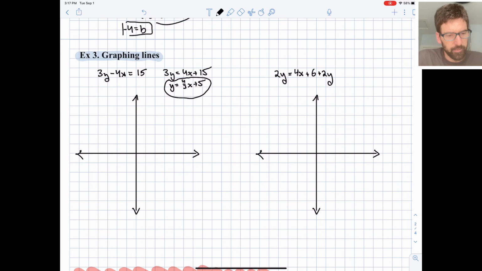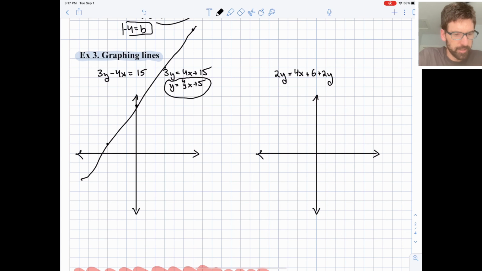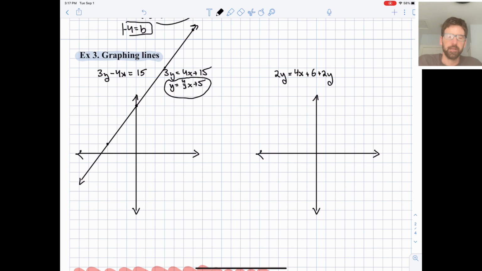So let's start at 5. 1, 2, 3, 4, 5, way up here. And we're going to go up 4 over 3. 1, 2, 3, 4, 1, 2, 3. We're way off the screen. And in that case, what you can also always do is just go down and over in the other direction. So down 4 and over 3 to the left. Okay? And let's just connect those points with a nice straight line. And it looks like that would be a great way of graphing that line right there.